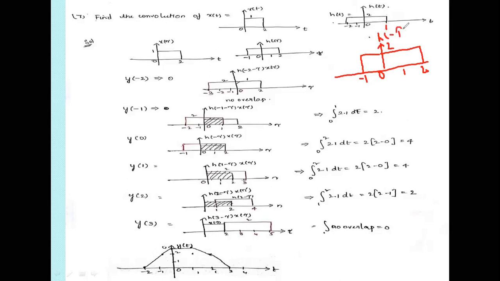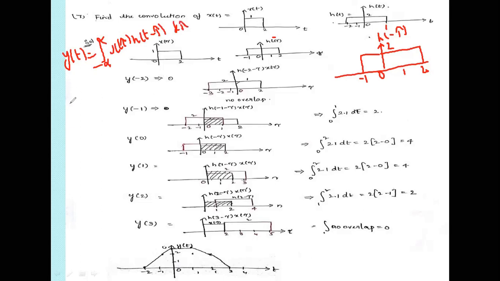This is h of tau. H of minus tau is the folded function. Now see, from 0 to 2 there, and here the 0 to 2, the value is 2. y of minus 2 you can take. What is the value? y of t is equal to the integral from minus infinity to infinity of x of tau, h of t minus tau d tau.